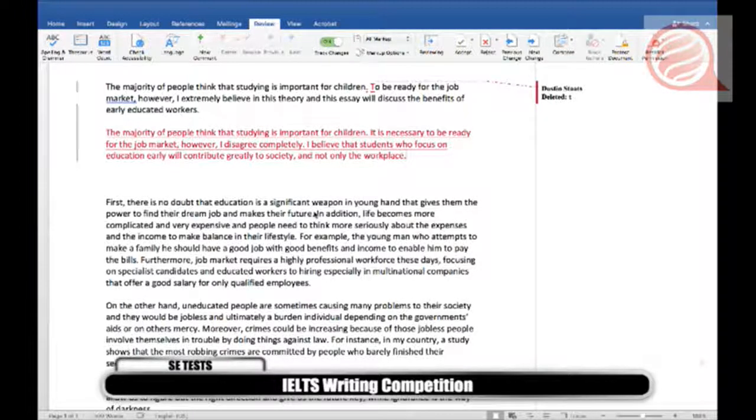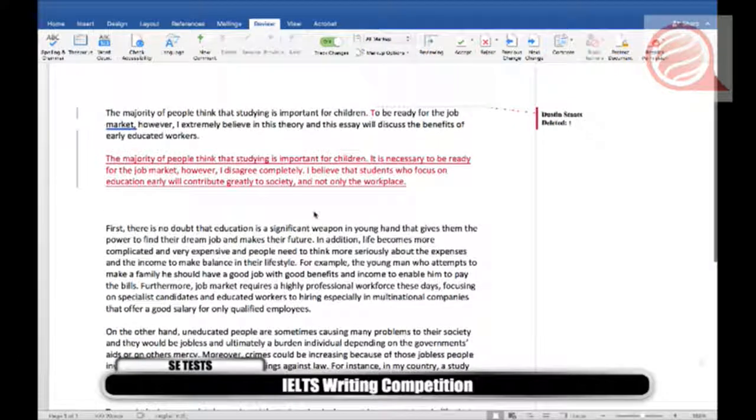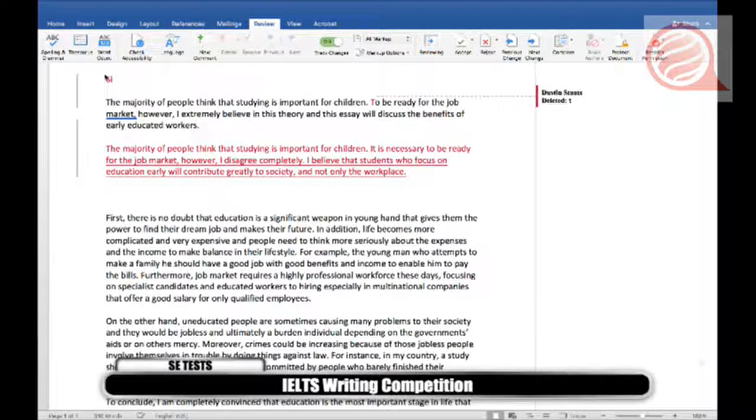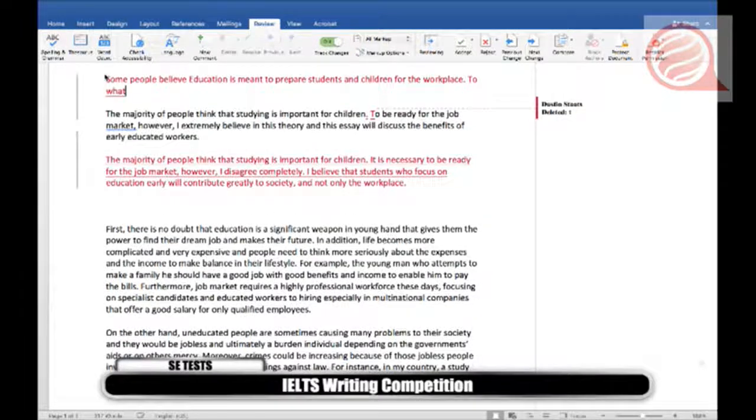Okay, so it's important, I guess the essay prompt was about education. Some people believe education is meant to prepare students and children for the workplace. Let's actually type that up here. Some people believe education is meant to prepare students and children for the workplace. To what extent do you agree or disagree? Okay, so that's the essay prompt.